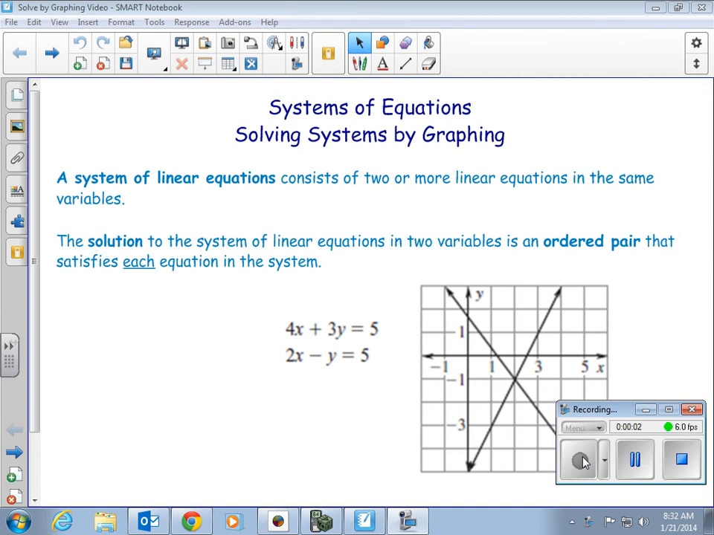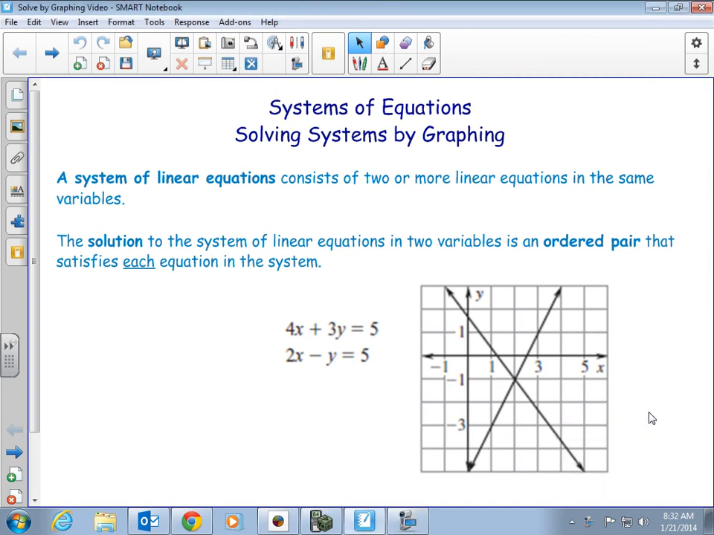Hey guys, tonight's lesson is over solving systems of equations by graphing. So we now know what a system of equations is, and we're going to learn our first of three methods for solving a system of equations, and that is graphing.